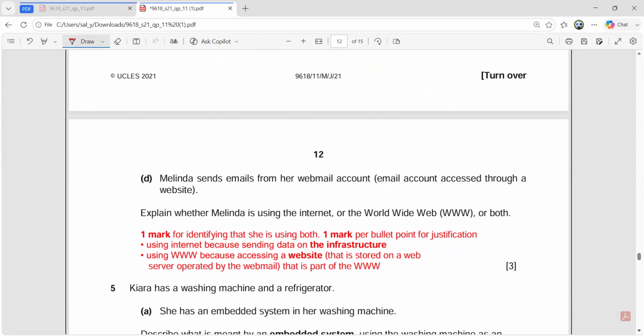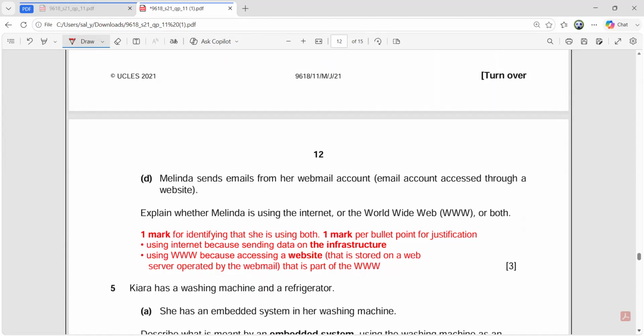Part D. Melinda sends emails from her webmail account, that is, an email account accessed through a website. Explain whether Melinda is using the internet or the www or both. It's a 3-mark question. So 1 mark is for identifying that she's using both, and then 1 mark for each of the justifications.